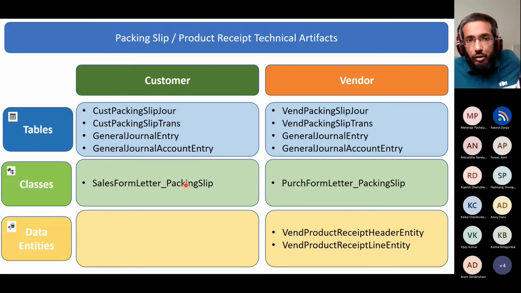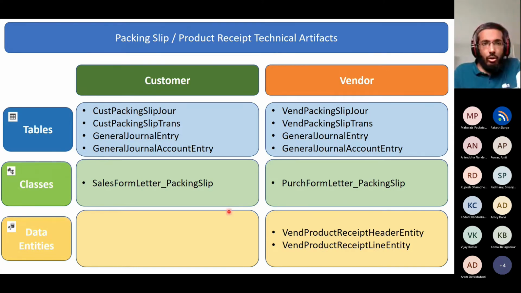On that basis, you can perform a packing slip for that specific sales order. I was not able to find any packing slip entities for the customers. For vendors, I was able to find some, and hence I mentioned it over here. Though you will not be able to import data into these entities from outside, you can extract data from them to the outside world.